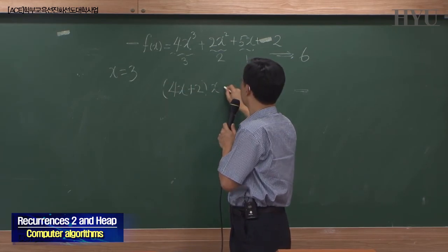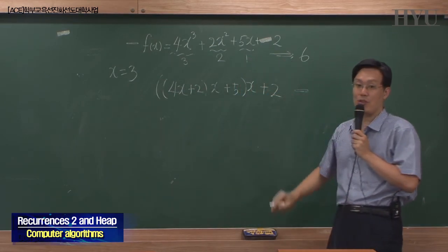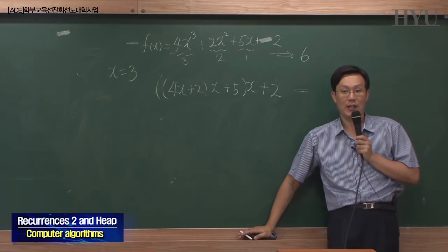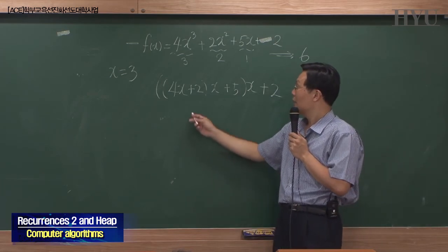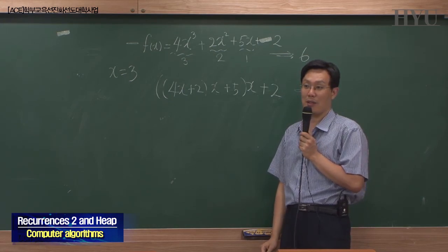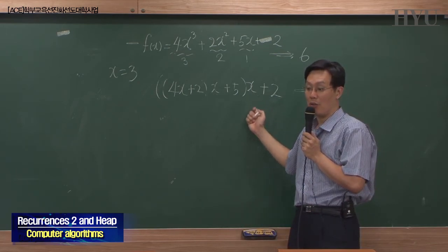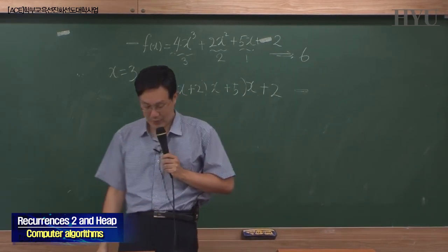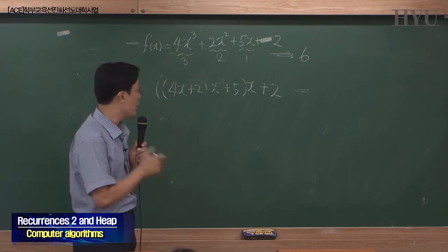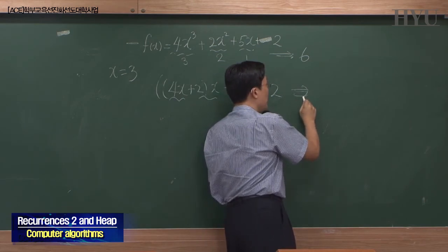First, change the form of the formula. And then put 3 to x in this way. Then what is the number of multiplications to calculate this? 3, yes. 1, 2, 3. We need 3 multiplications.